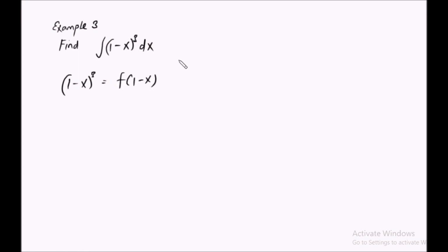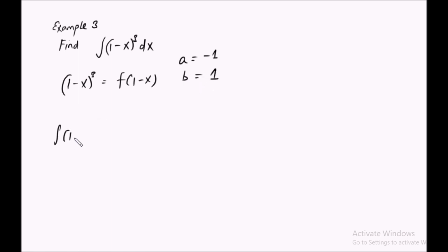Find, we call this example 3. Find integral of (1-x)^3 dx. So mtu akaniambia find hiyo hapo. So this (1-x)^3 is just the same as f of (1-x). So my a here is negative 1, and then my b is 1.